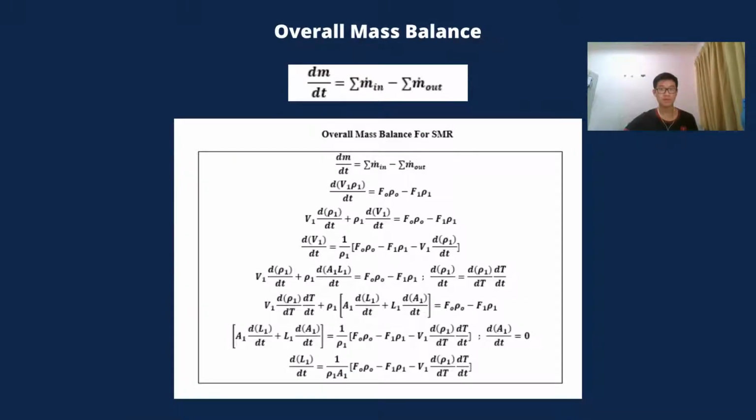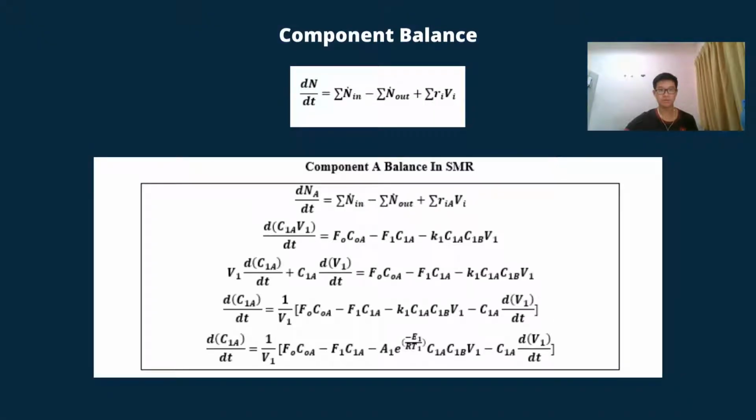First, we'll derive the overall mass balance equation of each reactor using this equation, dm/dt equals the sum of mass in minus the sum of mass out. And this is the overall mass balance for the SMR reactor. Next, we proceed to derive the component balance using this equation, dn/dt equals the sum of number of moles in minus the sum of number of moles out plus volume of reactor times the sum of rate of reaction of the species. And this is the component balance of A for the SMR reactor.